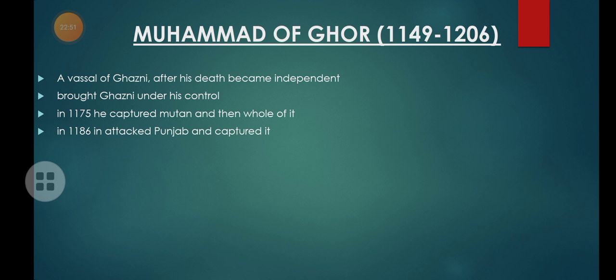So what he did: in 1175, he captured Multan. After capturing it, slowly he extended and captured the whole part of Multan. Then afterwards he captured Punjab, the northwestern part of India, and he slowly captured India also.